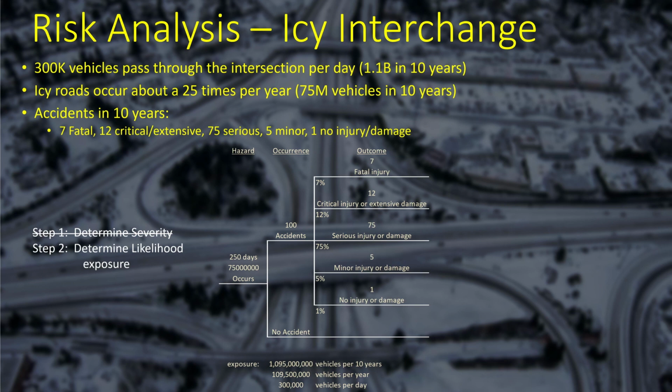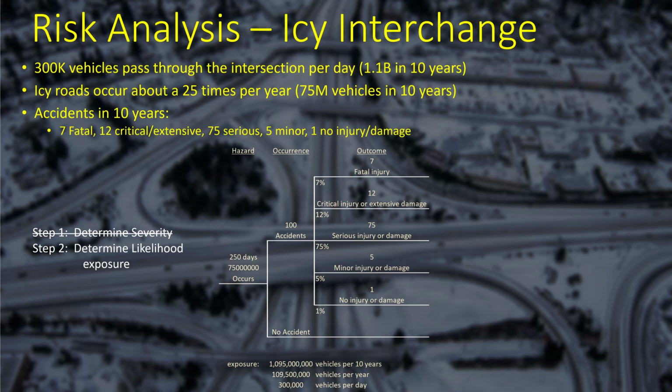You can also see that the road ices up 25 times a year. So again, I just multiplied that by 10 to come up with 250 days over 10 years. And then again, through simple multiplication, I found out that there were about 75 million vehicles that pass through this intersection when it's icy. Another way of saying that is those 75 million vehicles out of the 1.1 billion are the ones that are exposed to the hazard.